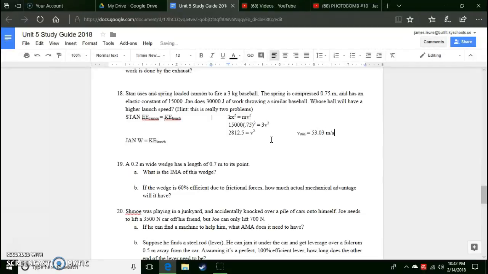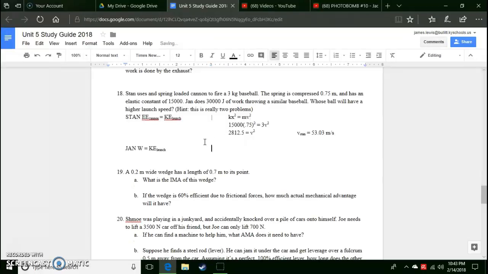meters per second. Now, over here with Jan, we have a similar situation. So let's add a divider line. In this case, I'm going to hit enter here so we have some extra space in between those two parts.